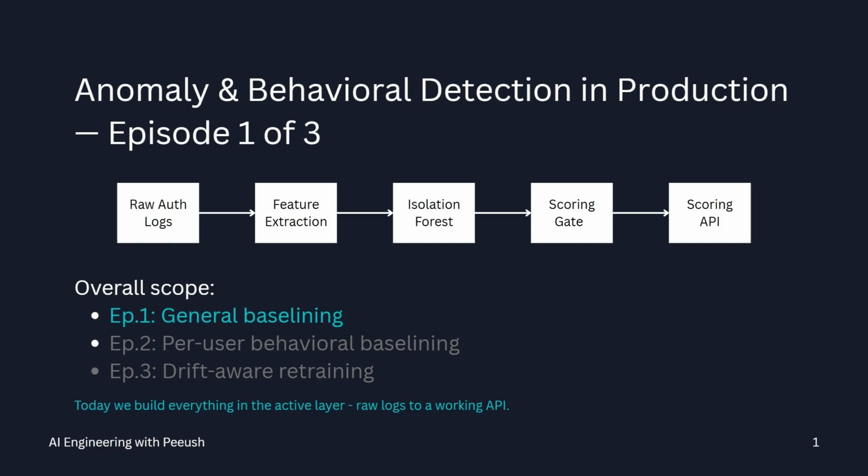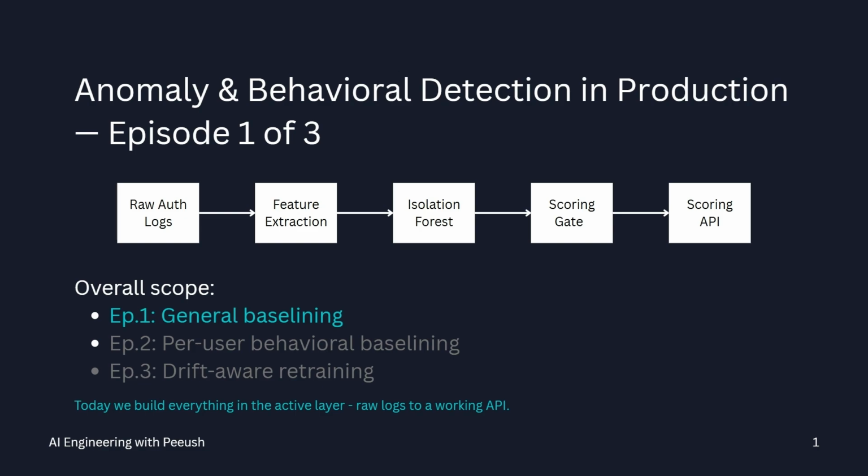This video kicks off a new series. Over 3 episodes, we are building a production grade behavioral anomaly detection system end to end. Today, the detector itself, from raw logs to a scoring API. By the end, you'll have a working system you can run locally and an evaluation that tells you honestly how good it is. Let's build it.